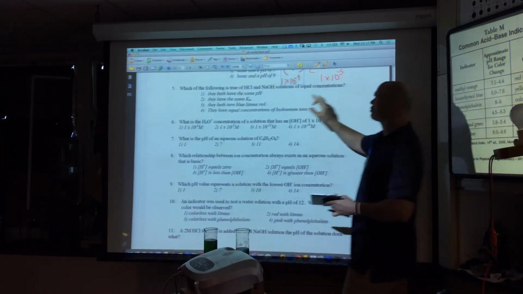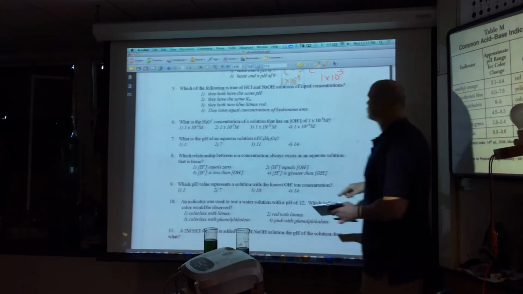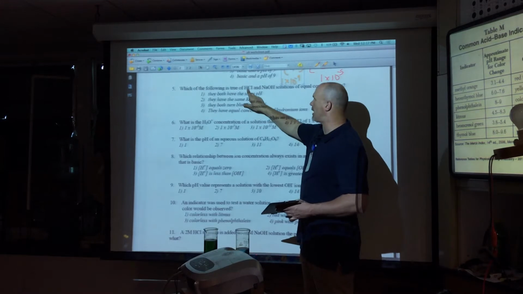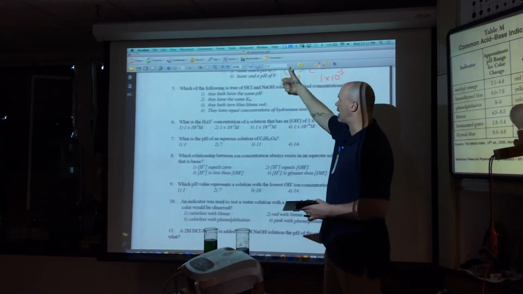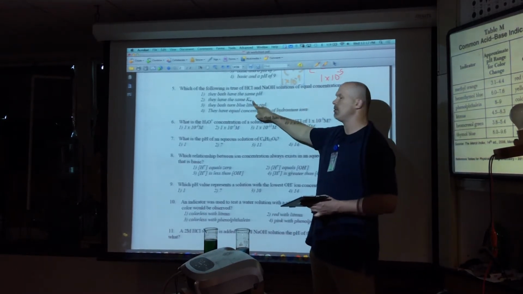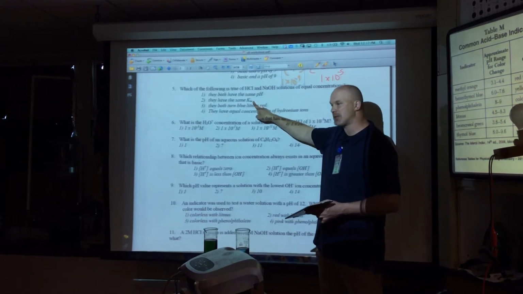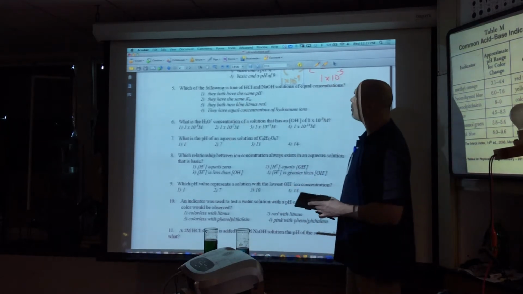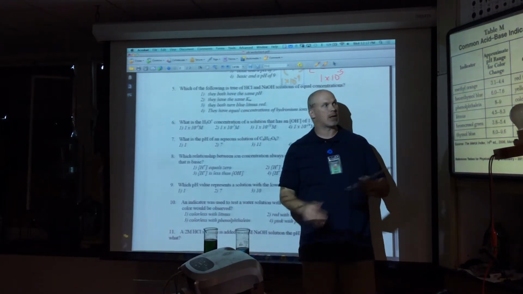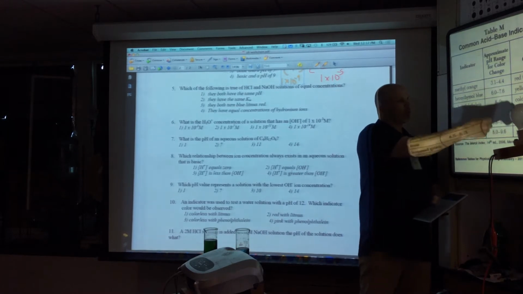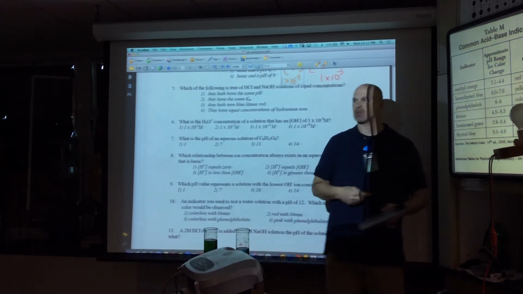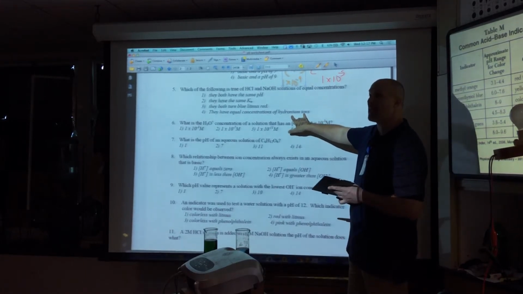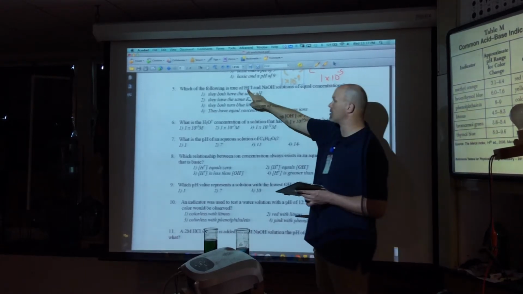Number 5. Which of the following is true of acid and base solutions of equal concentrations? They will not have the same pH. Acids have low pHs, bases have high. They have the same Kw. Yeah, Kw is that 1 times 10 to the negative 14. So that's the best answer. They do not both turn litmus red. The red color is only associated with anything less than 4.5 on this scale, which is acidic. And they don't have the same amount of hydronium ions. Hydronium is H3O+. HCl has more of them.